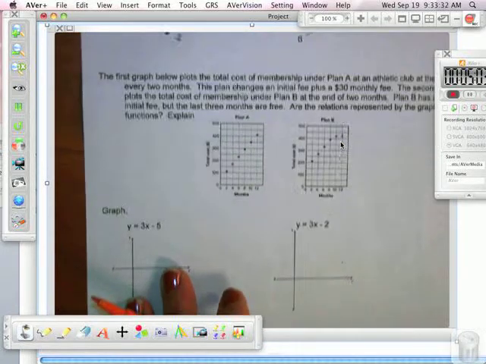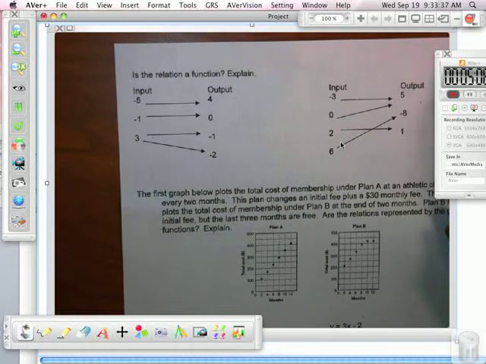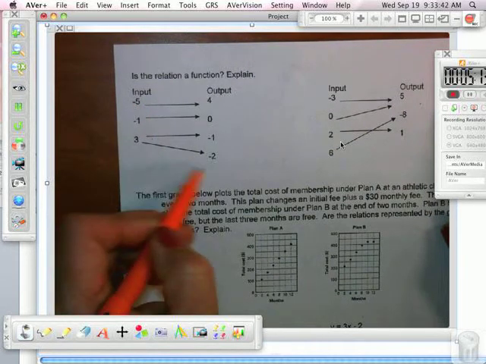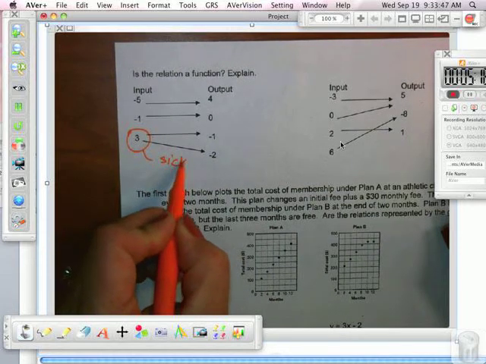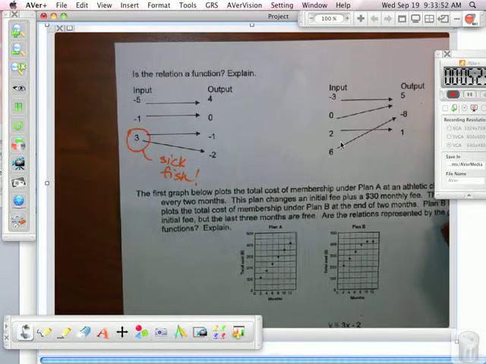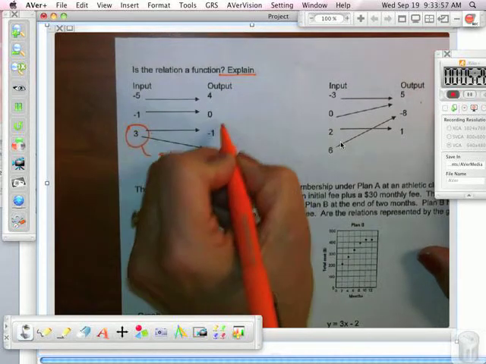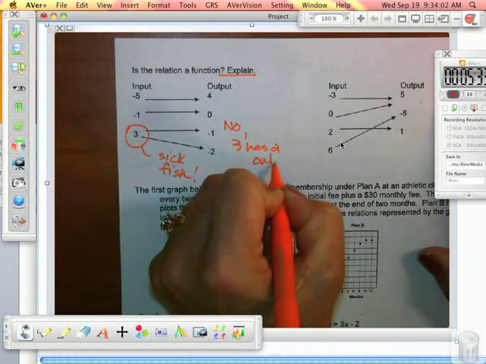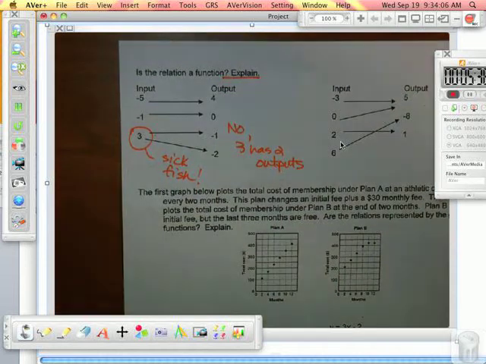So you have to decide by looking at the mapping diagrams, are they functions or not? Take a look here. Do they each go to exactly one output? No. This right here, sick fish. Sick fish, it has indigestion. So to be more specific, no, it's not a function. 3 has 2 outputs. Not possible. Every input has to have exactly one output. Okay?